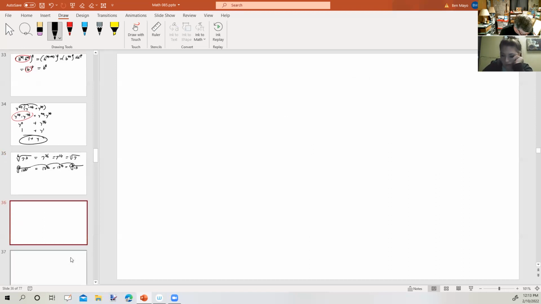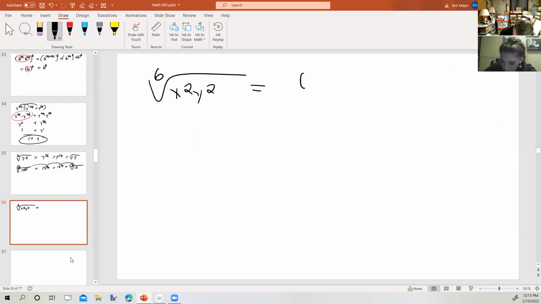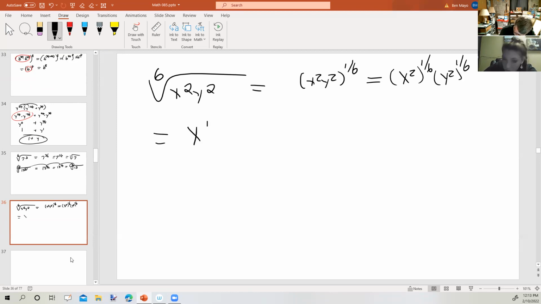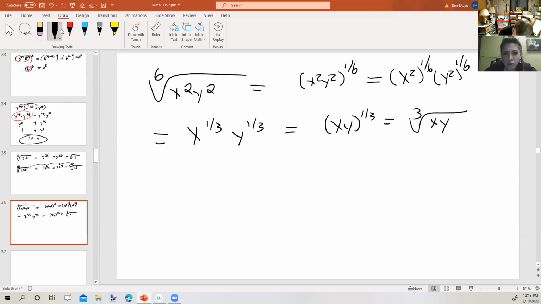How about this one? The 6th root of x squared y squared. So that would be x squared y squared to the 1/6 power, which would be x squared to the 1/6 power, y squared to the 1/6 power, which would be x to the 1/3 power, y to the 1/3 power, which would be xy to the 1/3 power, which would be the cube root of xy.